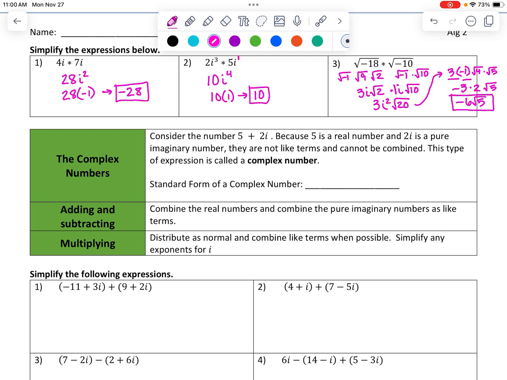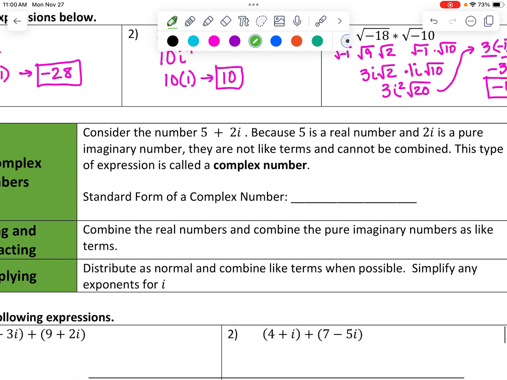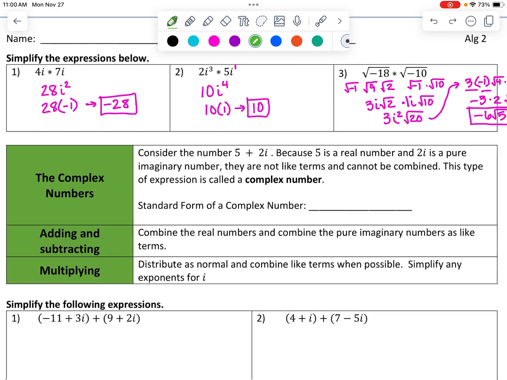And moving on to our complex numbers. So a complex number is kind of the mixture of a real number combined with an imaginary number. So it's complex. There's multiple parts to it. So if we had 5 plus 2i, we have 5, the real number part, and we have 2i, the imaginary part. It's a complex number. It's that combination of the two.